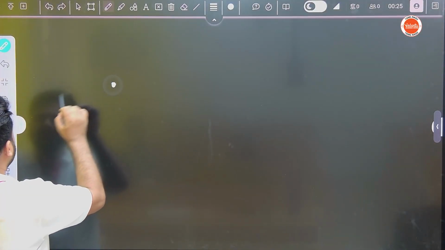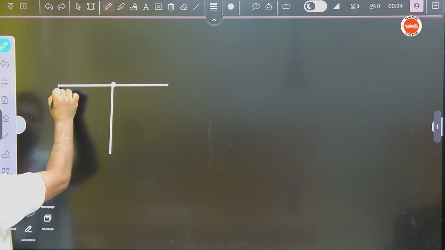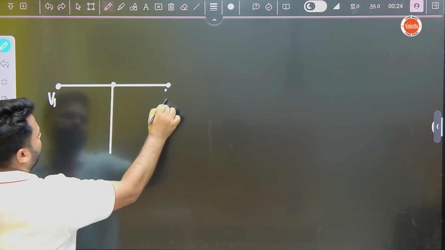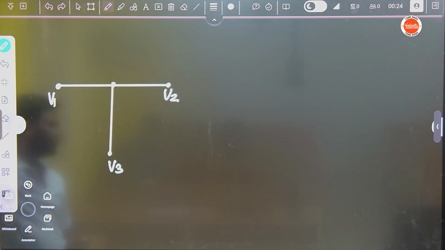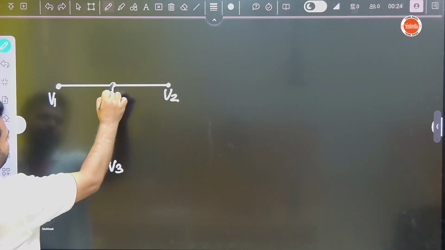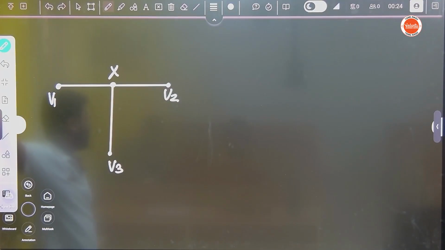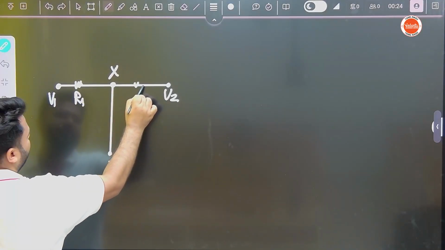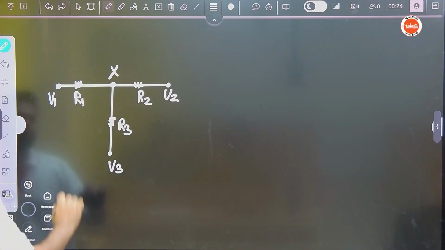Suppose there is any junction like this. Some voltage will be given here, some voltage will be given here. Suppose this is V1, this is V2 and some voltage here V3. This voltage we don't know, so we will write X. Suppose the voltage is X. Now we have to calculate X. Suppose here there is one resistor R1, here one resistor R2, here one resistor R3.